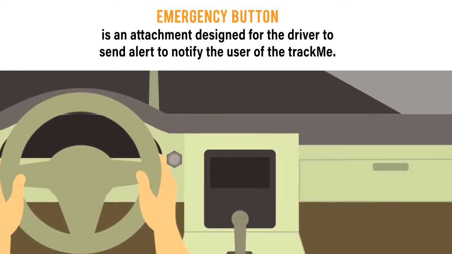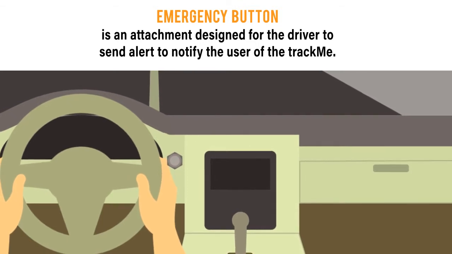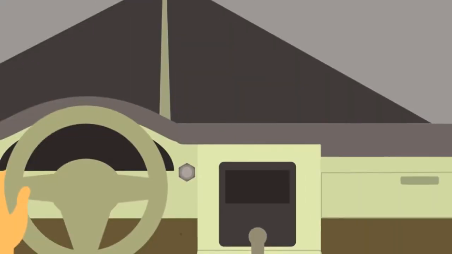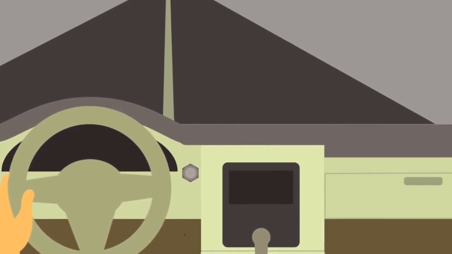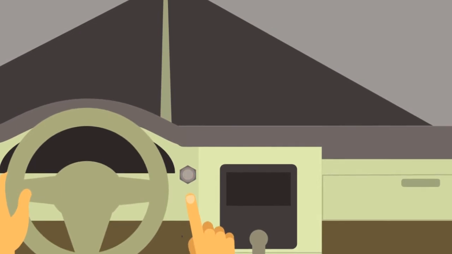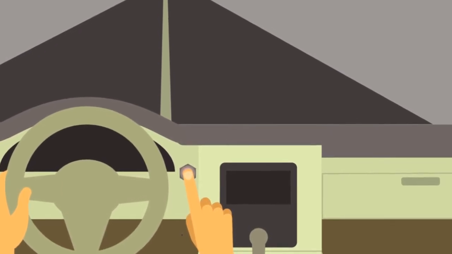The driver can easily access the emergency button on the dashboard of your vehicle. The button must be pressed by the driver in case of emergency. After pressing the emergency button, it will trigger the TrackMe unit to send the alert to you.